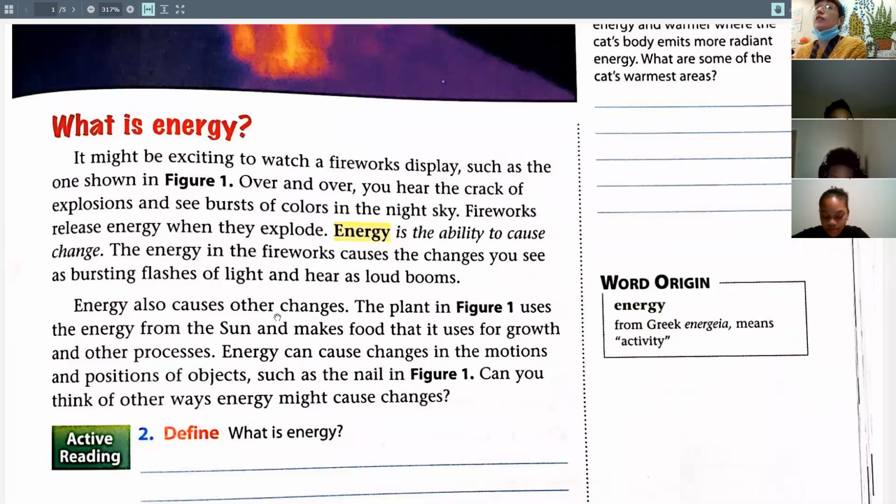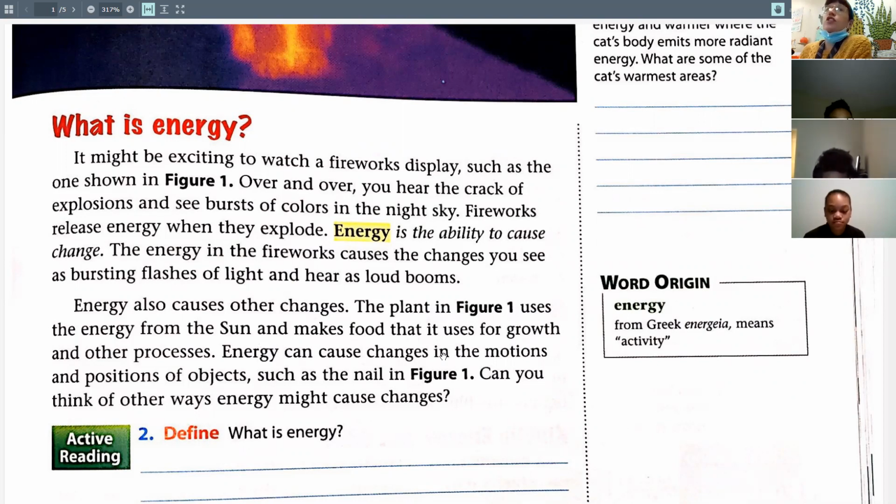Energy also causes other changes. The plant in figure 1 uses the energy from the sun and makes food that it uses for growth and other processes. Who knows what that's called when they make food from the sun? Photosynthesis. Synthesize means to create. Photo means light, so it just means to create something from light.